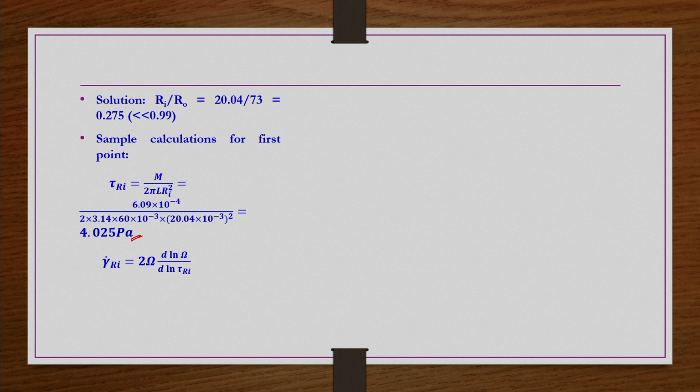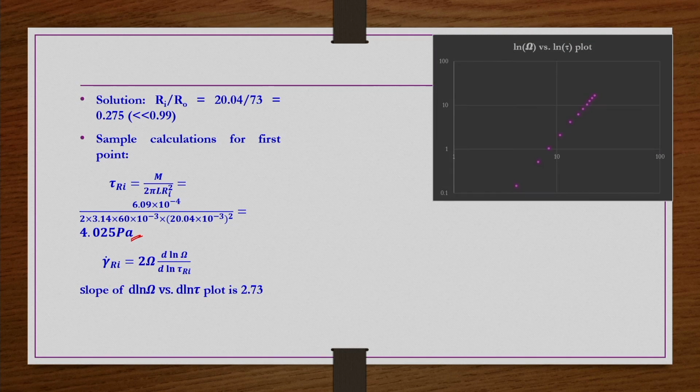That means, for each mi value, we have to calculate the corresponding tau Ri value, as we calculated for the first point. The omega corresponding to that is already given. Then the omega versus tau Ri data, you have to plot on a log scale and get the slope of that curve. That comes out to be 2.73.